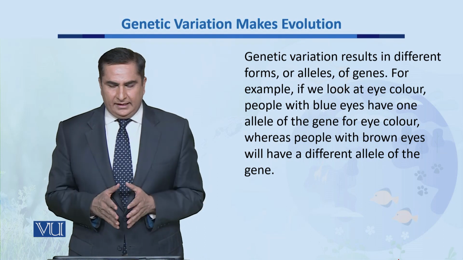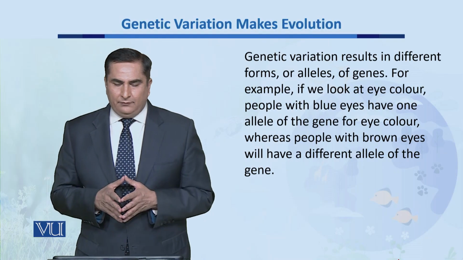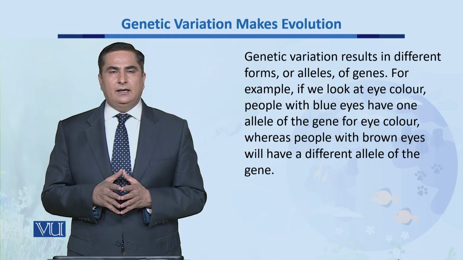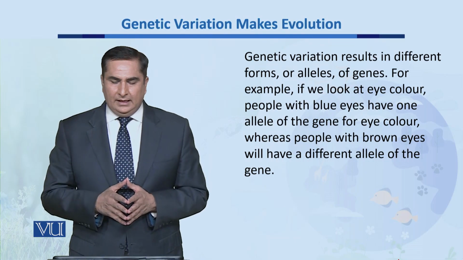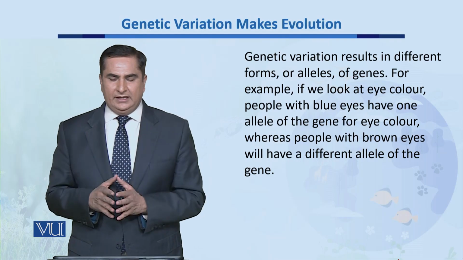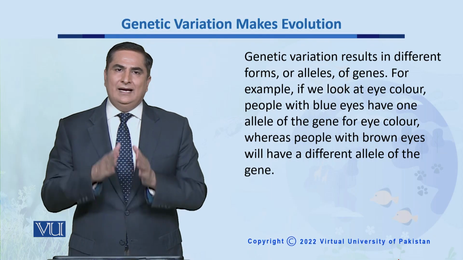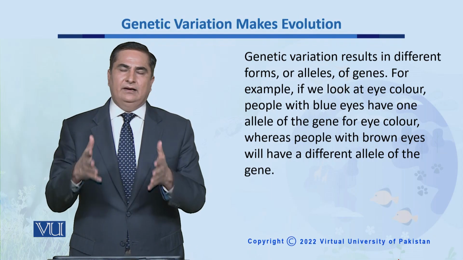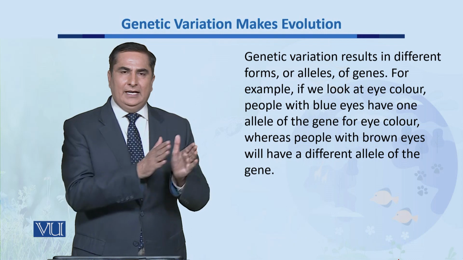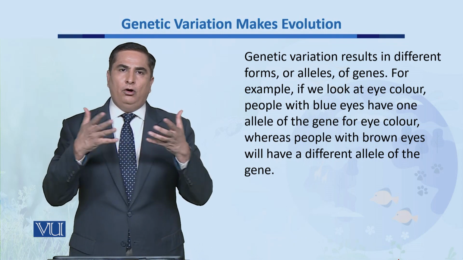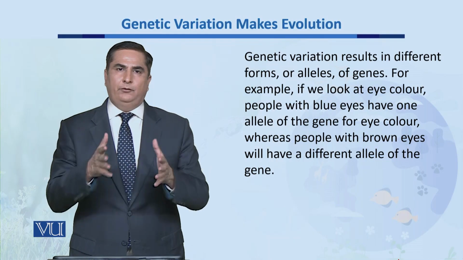These genetic variants result in different forms, or alleles, of one gene. For example, if we look at the color of the eye, people with blue eyes have one allele of a gene for eye color, whereas people with brown eyes have a different allele of the same gene. So different eye colors can result from the presence of different alleles of the same genes, and all these genetic variations form the basis for evolution.